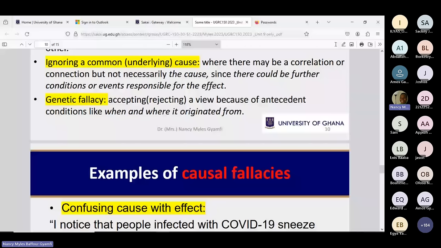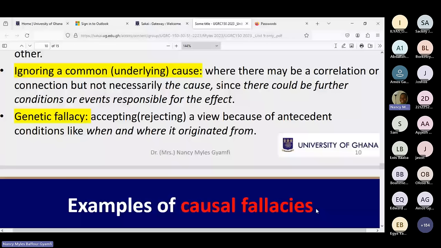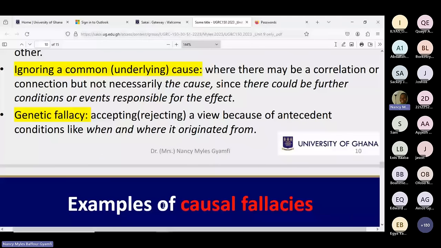Joshua is not the one reading now, Sam is the one reading, so it should be Quay, Annabelle, and then Joel will read the example for that. Annabelle Quay, please read the last fallacy. Okay, ma. Genetic fallacy: accepting or rejecting a view because of antecedent conditions, like when and where it originated from. Thank you. Very good. Let's find an example and then I'll elaborate and we'll go home.